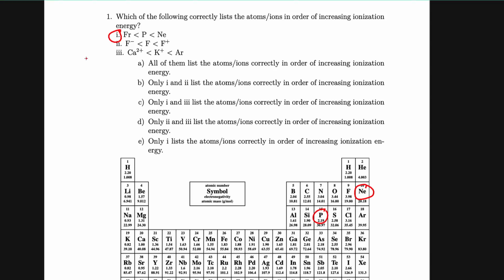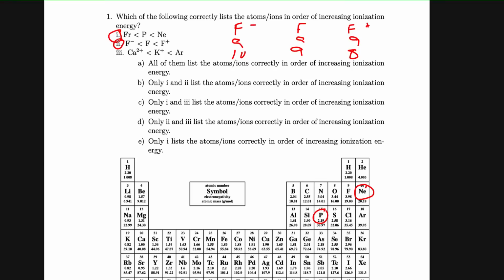Now for F minus, F, and F plus, they all have 9 protons. And then F minus is going to have 10 electrons, and F plus will have 8 electrons. And so the F minus will have the most shielding, it will have the weakest attraction, and so it's going to have the lowest ionization energy. F plus will have the least amount of shielding, strongest attraction between the outer electron and nucleus, and hence the largest ionization energy.